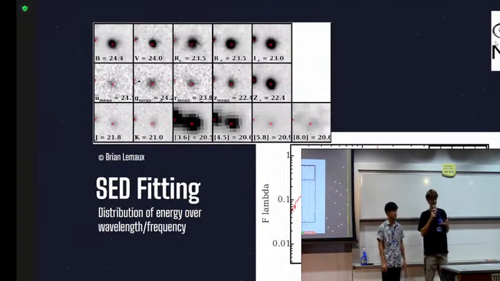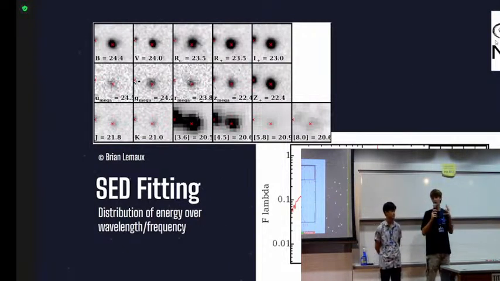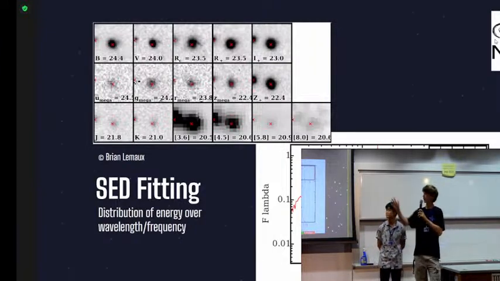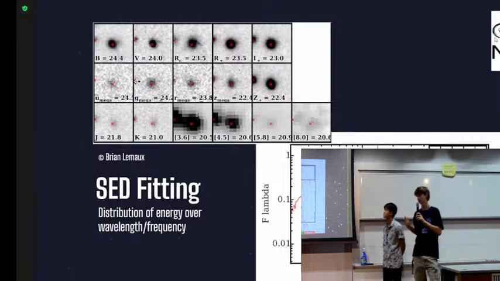Diving a little deeper into SED fitting, like Wilson said, that was the process used by the COSMOS catalog that we used. That's how they got their data. With SED fitting, you take these separate photometry images, like you can see on the top, and fit them to a template to get a spectrum of your galaxies without having to use spectroscopy, which is a lot more difficult and expensive. It's basically an easier way to obtain our data, and it's the process the survey we used in this project performed.